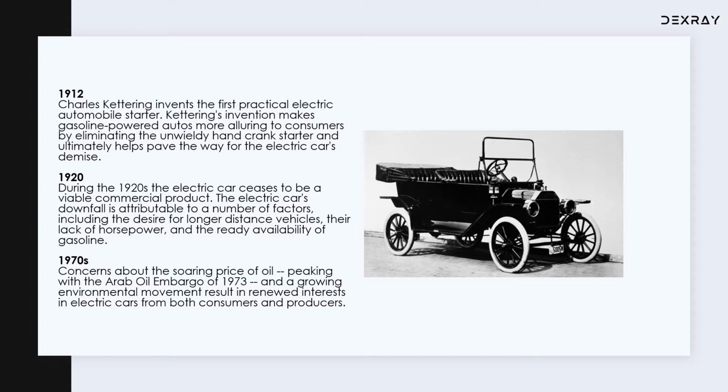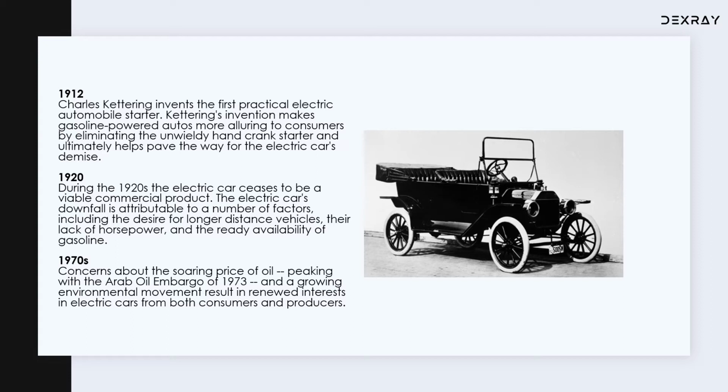In 1912, the electric car ceases to be a viable commercial product. The electric car's downfall is attributed to a number of factors, which include limited driving distance, lack of horsepower, and ready availability of gasoline. So from 1920 to 1970, internal combustion engines were very popular and the EV couldn't stand a chance against these vehicles for the features they presented.